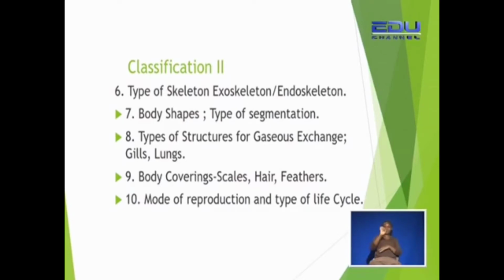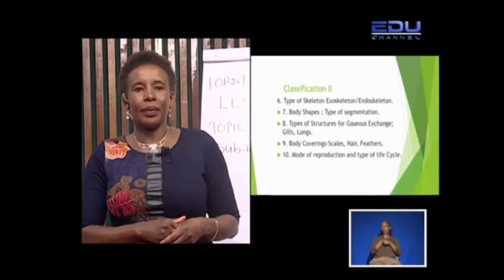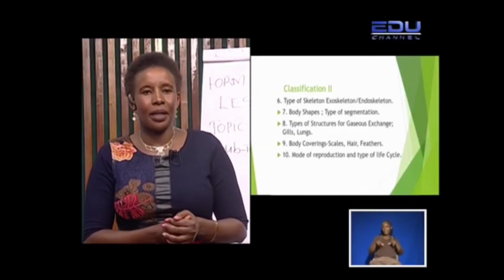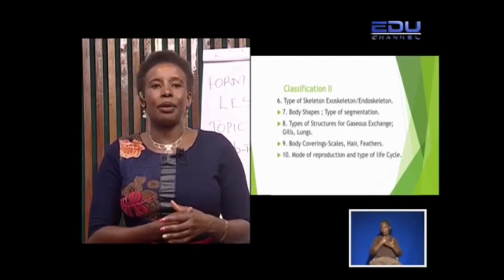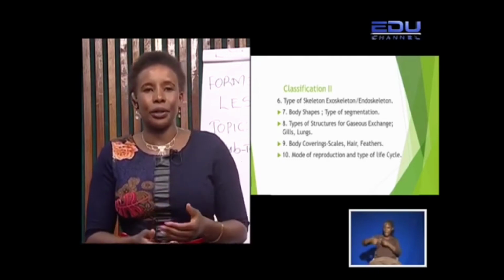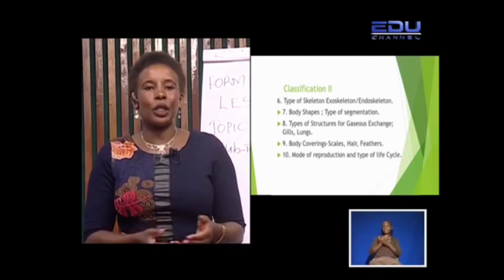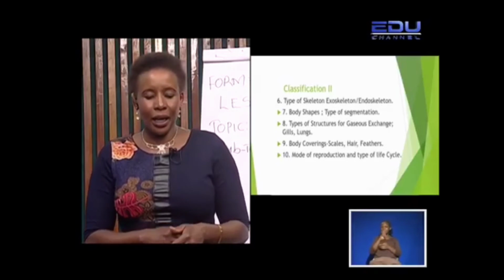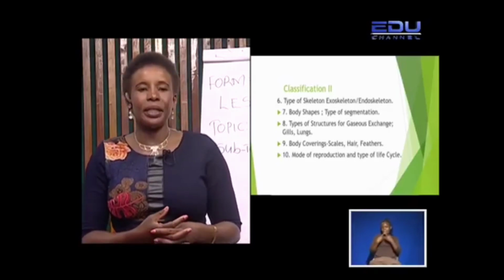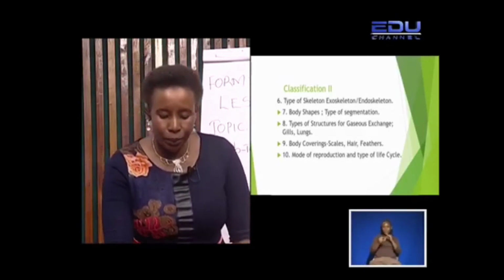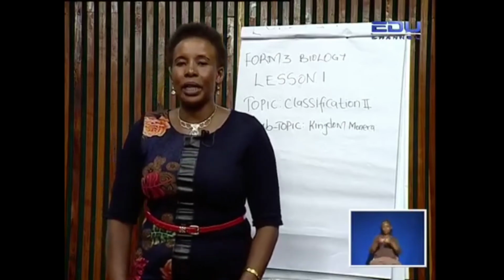Mode of reproduction can also be used to classify these living organisms. So some of them, or some living organisms, have a complete metamorphosis, that is a 3 cycle. Others have incomplete metamorphosis, which they undergo to complete their life cycle, which can also be used to classify these living organisms.